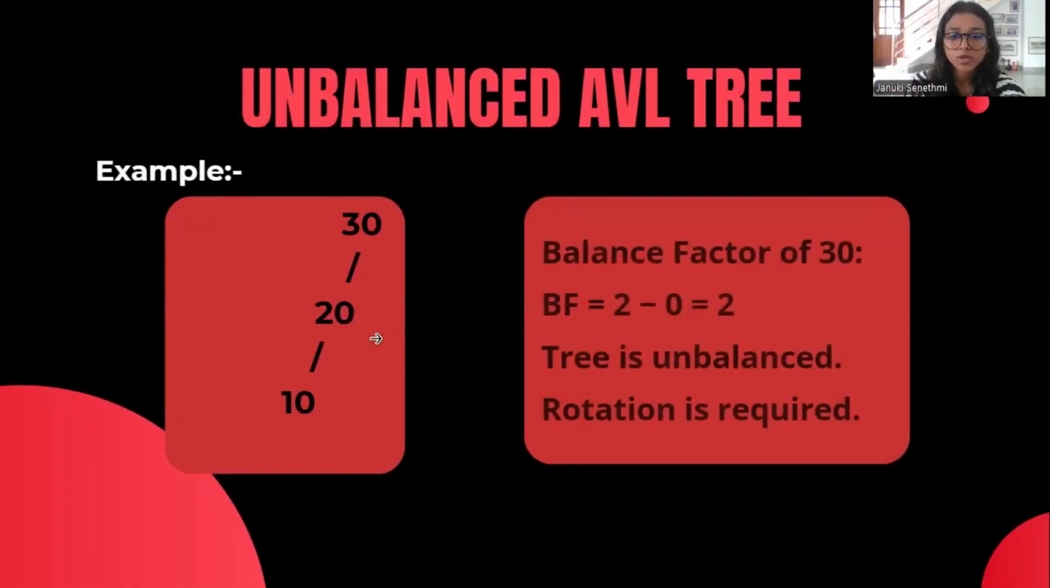Now look at this tree. The left side is much deeper than the right. For node 30, left height is 2, right is 0. So the balance factor becomes 2. This is outside the allowed range. That means the tree is unbalanced and we need a rotation.